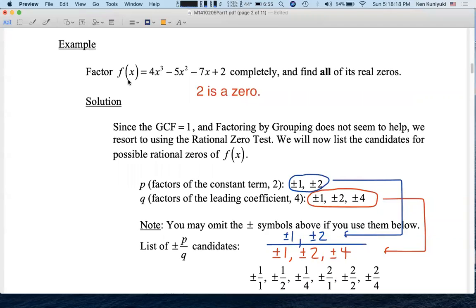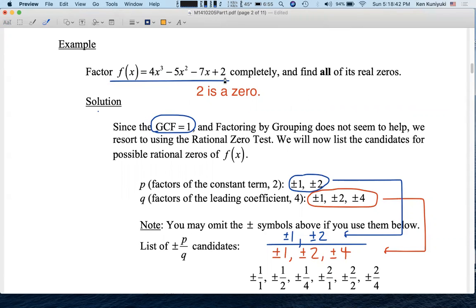Factor f of x, which is 4x cubed minus 5x squared minus 7x plus 2. And by factor, we mean factor completely. That's assumed. And we're going to find all of its real zeros. Now, first of all, notice that the GCF is 1. If the GCF were something different, factor it out.